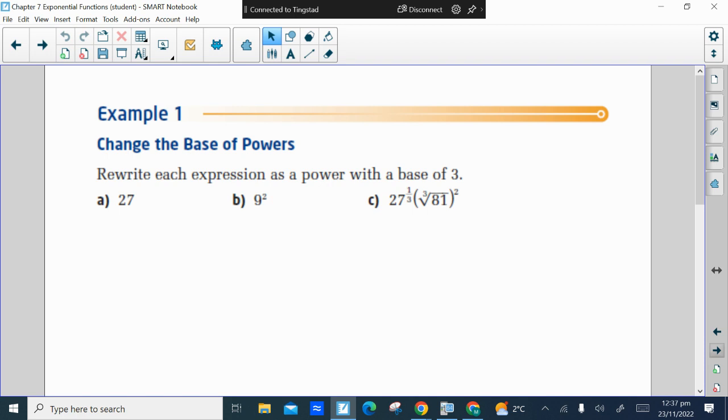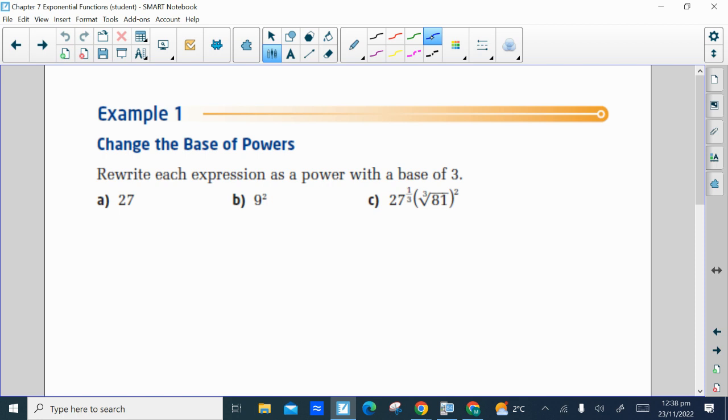But first, just to get some practice working with changing the base, this first question says rewrite each expression as a power with a base of 3. Well, 27, that is 3 to the power 3. 9 squared, you'd write the 9 with a base of 3. That's 3 squared. And because the 9 is squared, the 3 squared would be squared as well. And when you have one exponent raised to another, you multiply the exponents. So that'd be the same as 3 to the 4th.